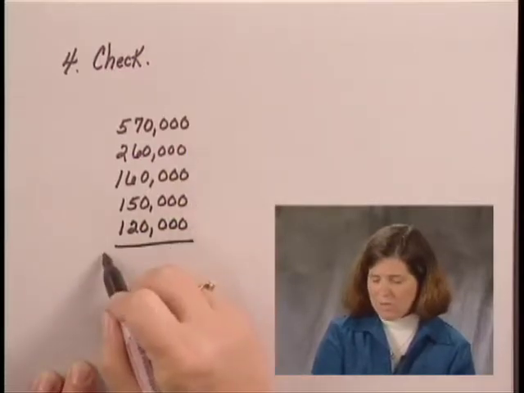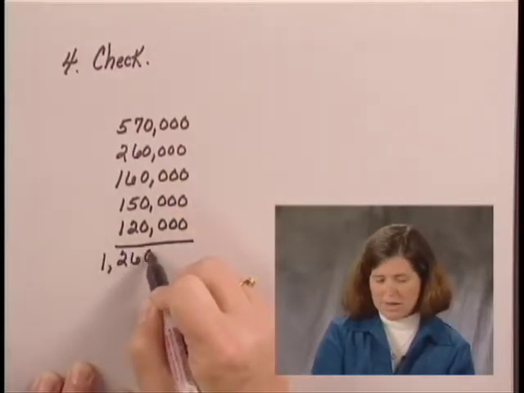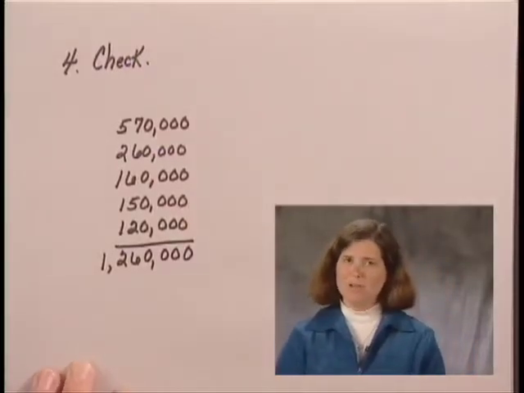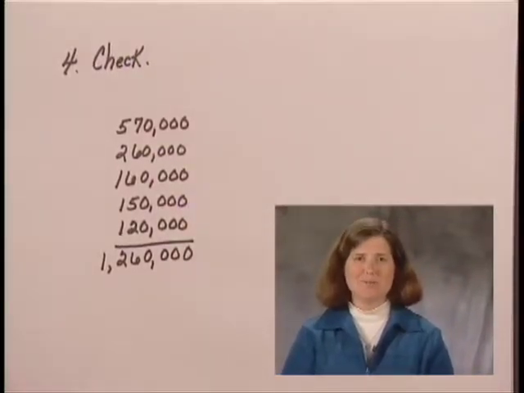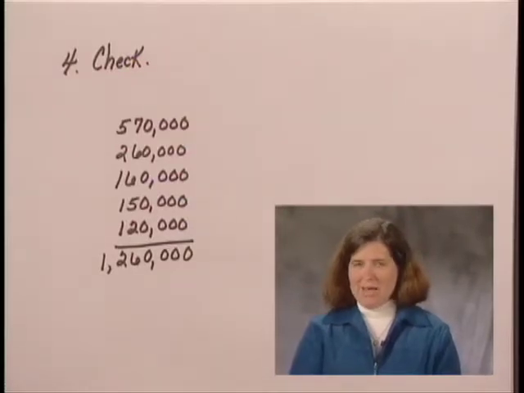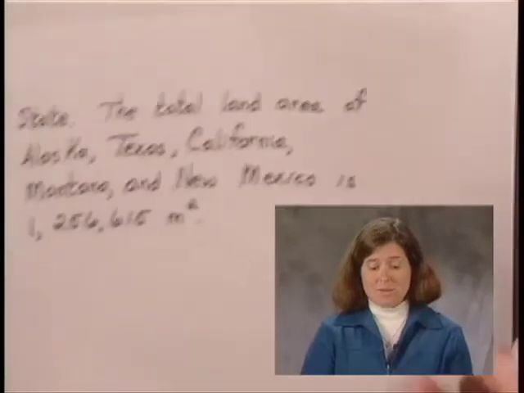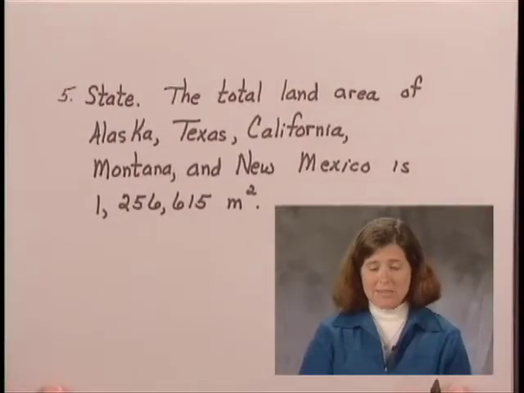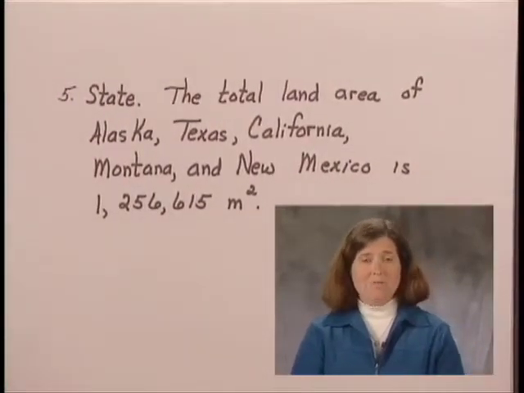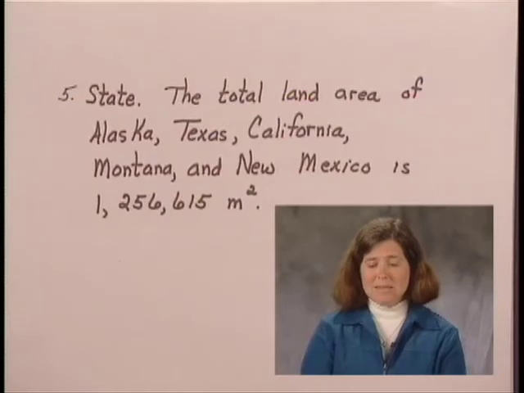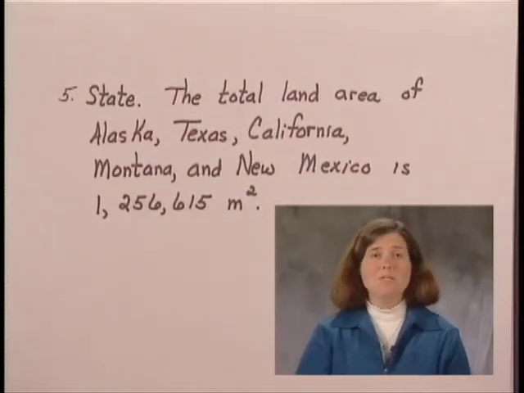And adding, we would get 1,260,000, which is close to the sum we had before. Again, not an exact check, but a pretty good check to see if at least our answer was in the right ballpark. We're going to assume that our answer is correct, and the last step is to state the answer. State it clearly in a complete sentence. The total land area of Alaska, Texas, California, Montana, and New Mexico is 1,256,615 square meters.